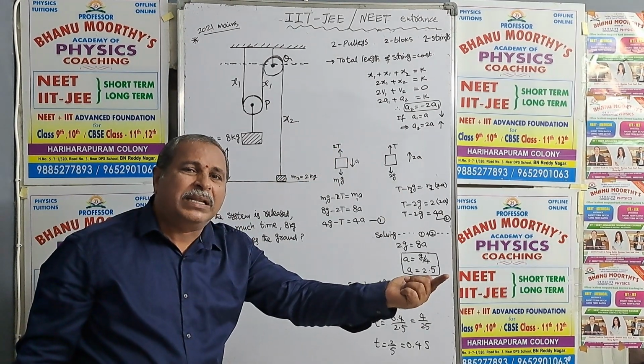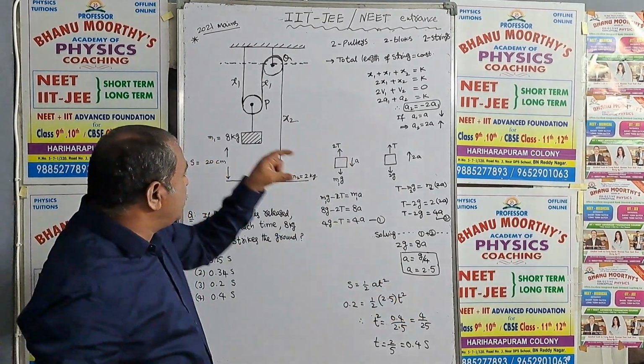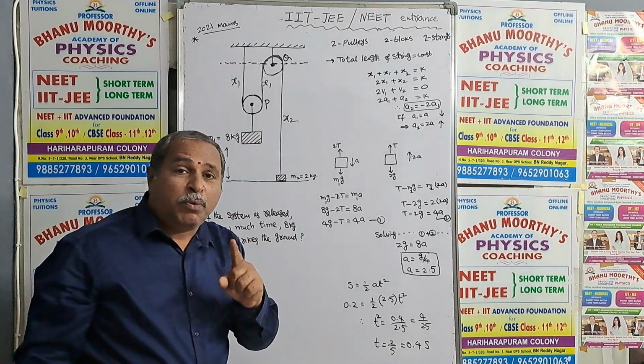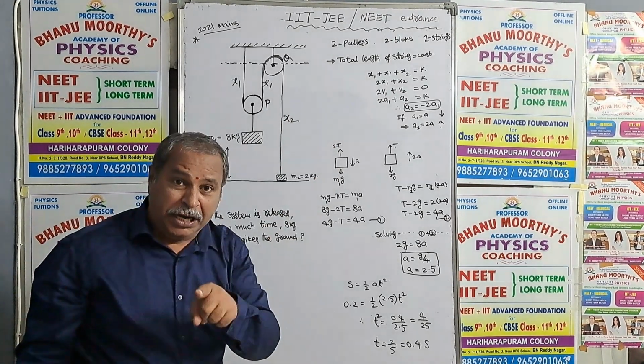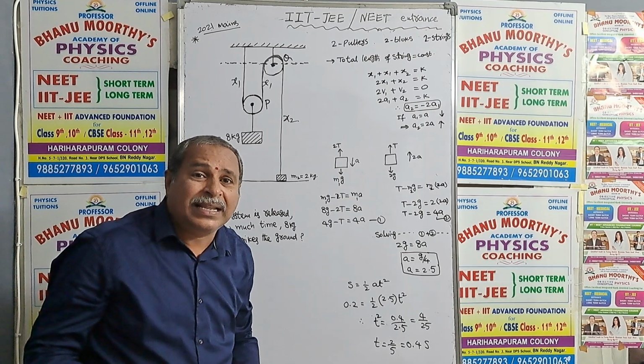Isolated means separated from the system. Just imagination. So first body is isolated. Second point is the number of forces should be identified. So how many forces are there?